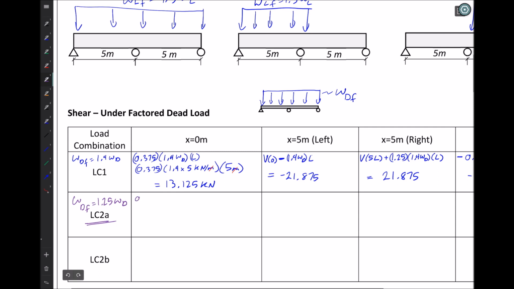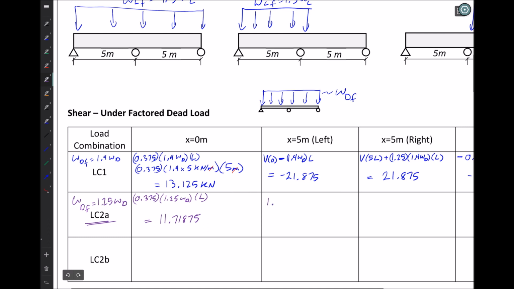Or I can take 0.375 multiplied by 1.25 WD multiplied by L. So here, this is the same sort of calculation we did here. And in fact, we can see that scaling could happen just through the ratio of those two numbers there. And in doing that, I'm going to end up with 11.71875.